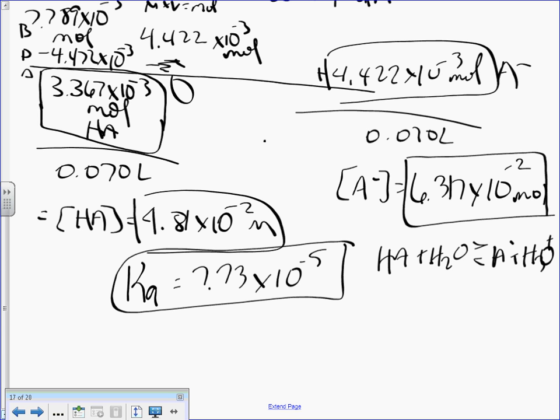Part C. Look at that one, give yourself maybe 30 seconds to a minute to look at that. Part C. And tell me what you think.